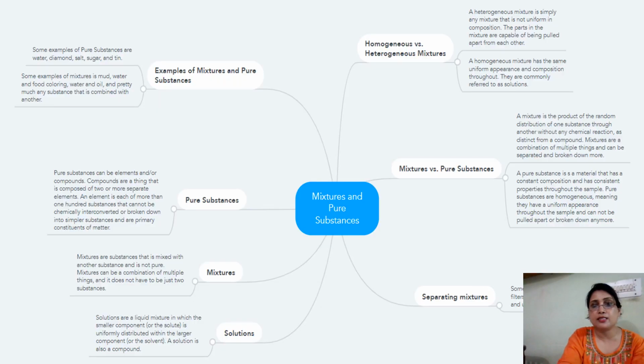And this is again the summary. If you go through it, if you remember this, there won't be any confusion in this chapter. This is all about mixture and pure substance. What is the difference between mixture and pure substances? Mixture and pure, homogeneous. You can skip this, but this is the way of learning. This is brain mapping, and this is the easy way of learning the whole chapter.